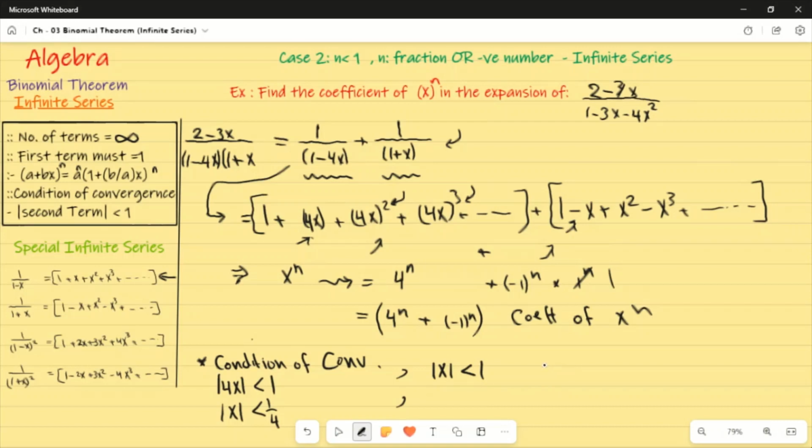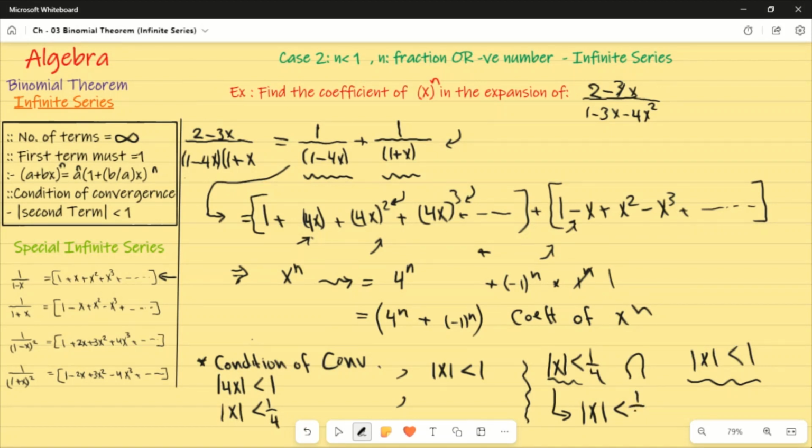So let's write this: absolute 4x less than 1 and absolute x less than 1. Here we have to take the intersection between these conditions. The result is absolute x less than 1/4. I hope this point is clear, and let's move to another example.